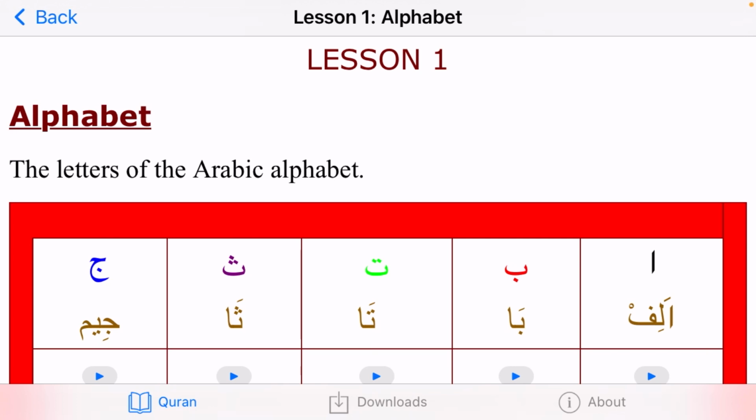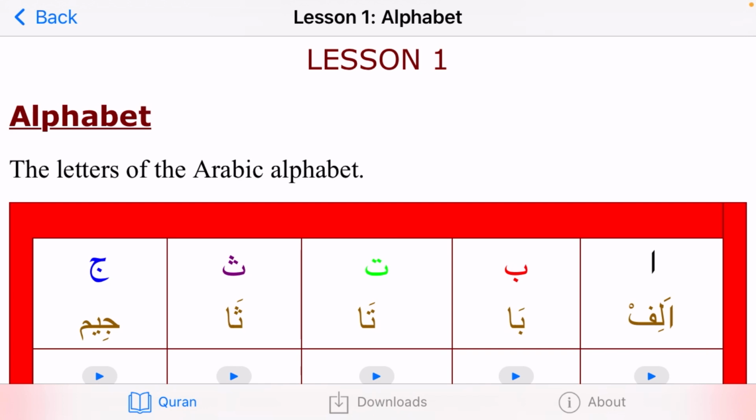One thing I forgot to mention was that Ba, Ta, and Tha all look the same. The only difference is the dots. So we're going to have these letters that come over and over again, letters that look the same but they're differentiated by a dot or something. So for Ba, it has 1 dot beneath, Ta has 2 dots above, and Tha has 3 dots above.